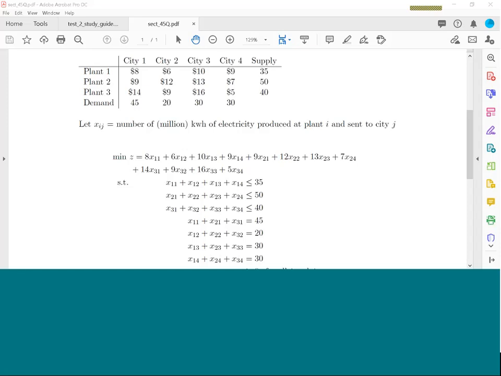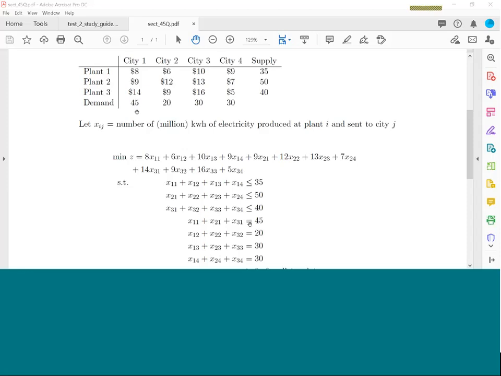Technically speaking, the next ones can also be inequalities, but in reality, you try to make them equals. Why? Because these are going to be adding down the columns. So if you add down the columns, this is the amount of electricity that city 1 received. So city 1 would receive x11 amount of electricity from plant 1. City 1 would receive amount x21 from plant 2. And city 1 would receive amount x31 from plant 3. And if you add all those amounts together, it will hopefully meet its demand.